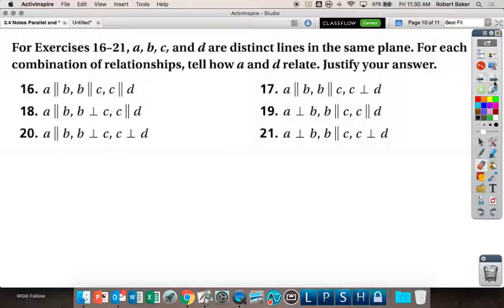At the end of the day, your justification is parallel or perpendicular. How do A and D relate? Feel free to draw pictures. Would anybody like to volunteer as tribute for their row?